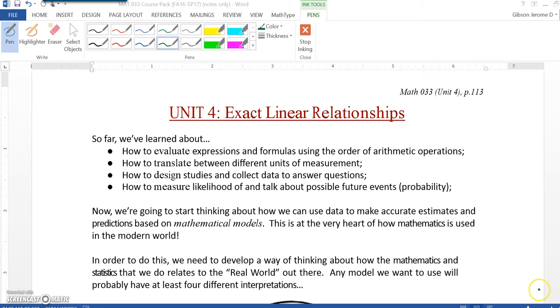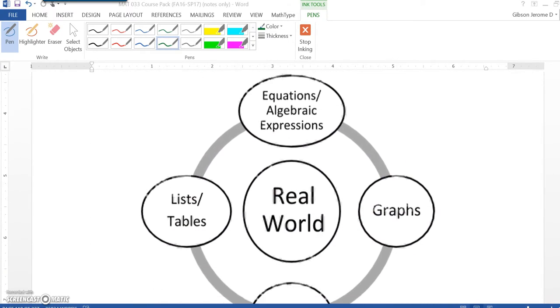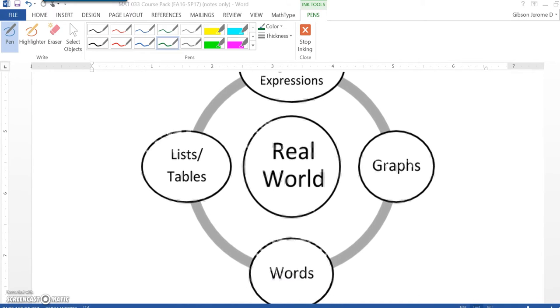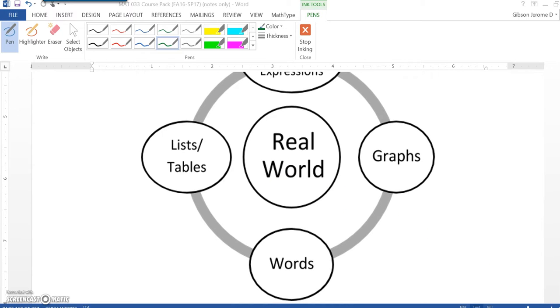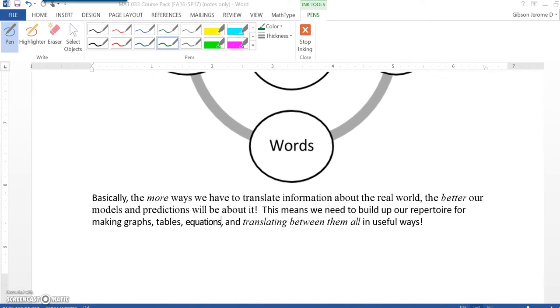Any model we want to use will probably have at least 4 different interpretations, as shown here. We have equations and algebraic expressions, tables, graphs, and also words, and this is all used in the real world. Basically, the more ways we have to translate information about the real world, the better our models and predictions will be about it. This means we need to build up our repertoire for making graphs, tables, equations, and translating between them all in useful ways.